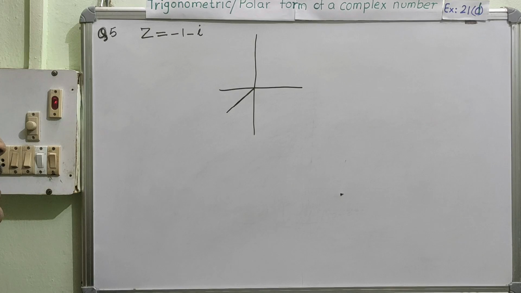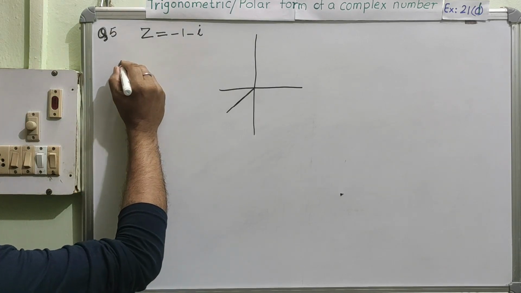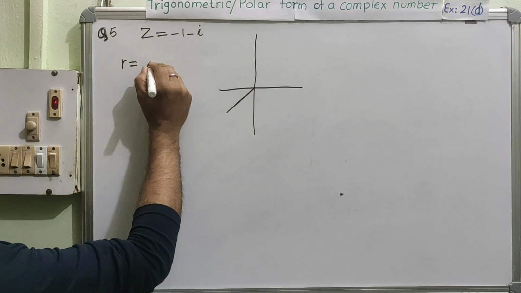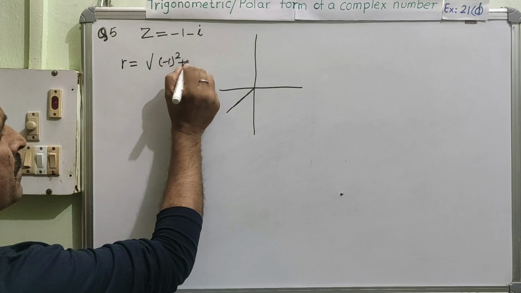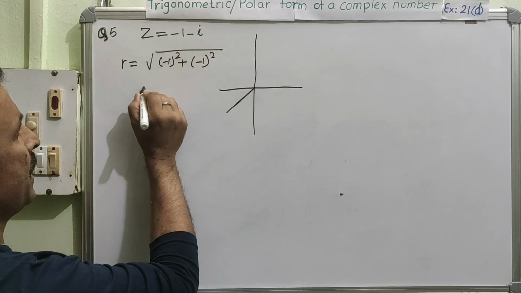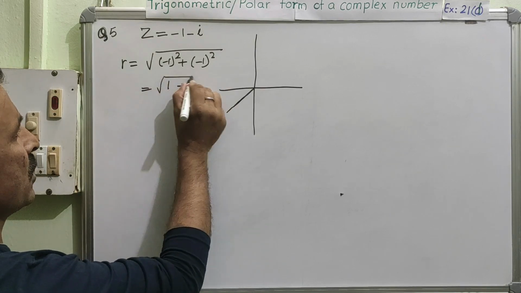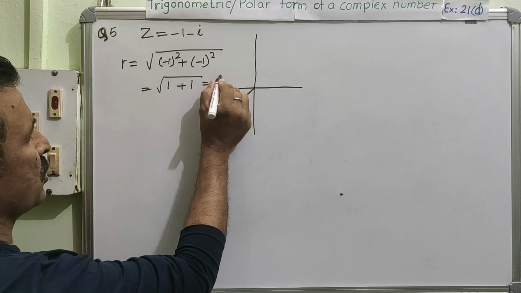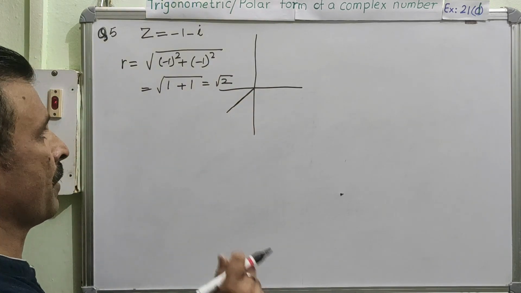Is it okay? Now we are going to find it out. First of all, we are finding the modulus. Modulus r is equal to root over (-1) square plus (-1) square. (-1) square means 1, (-1) square is again 1, so root over 1 plus 1 is equal to root 2, and this cannot be simplified anymore. This is the modulus of your given complex number.